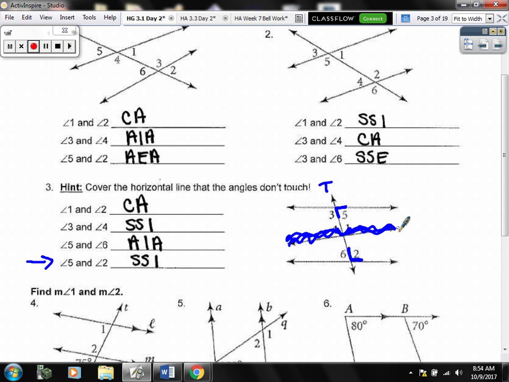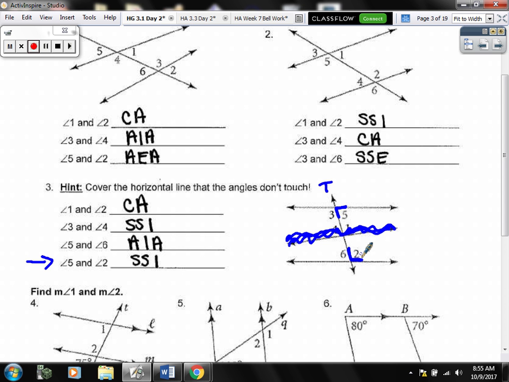Okay? So between, now I look at 5 and 2, they're on the same side of the transversal, and they're both inside of my two lines. So again, if you were looking at that one, you might think they're exterior, but you kind of had to ignore the middle line since it wasn't touching those. Same side interior. Good question. Other ones?